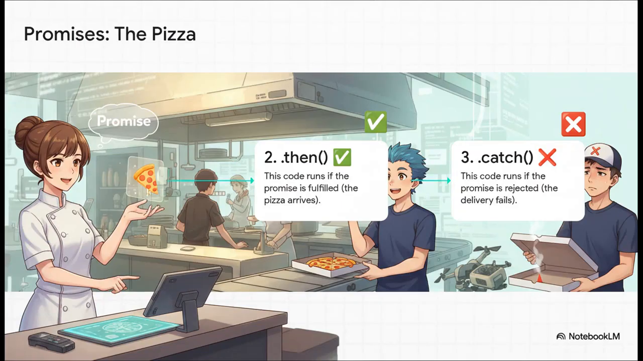To clean up that mess, modern JavaScript gave us promises. And the analogy is perfect. Think about ordering a pizza. When you place the order, you don't get the pizza right away. You get a promise of a pizza. The .then part of your code is your plan for what to do when the pizza finally arrives. And the .catch part, that's your backup plan for what happens if something goes wrong and the delivery fails. It's a much cleaner, much more human-readable way to handle these future events.